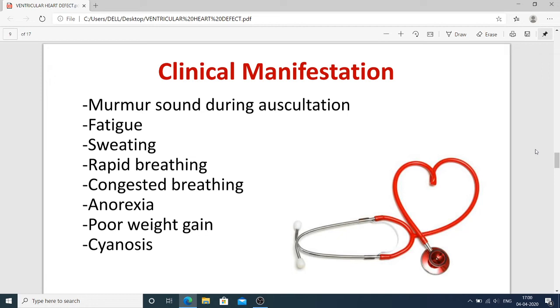Then anorexia, the child loses appetite. Then they do not gain the proper weight according to age and according to criteria which we read in the books. Cyanosis, we already discussed. Cyanosis is bluish discoloration of the skin due to poor circulation or inadequate oxygenation of the blood. I hope you are clear.